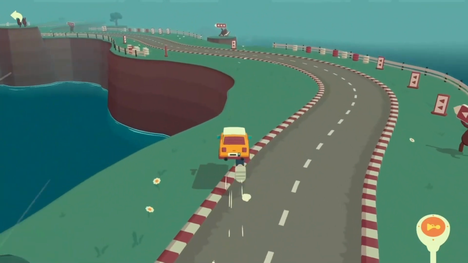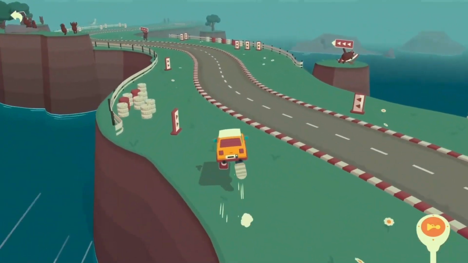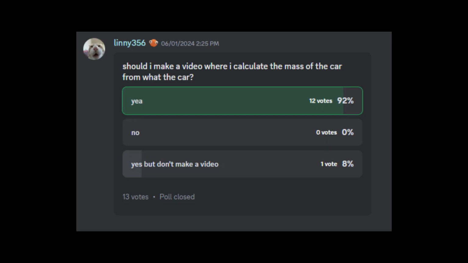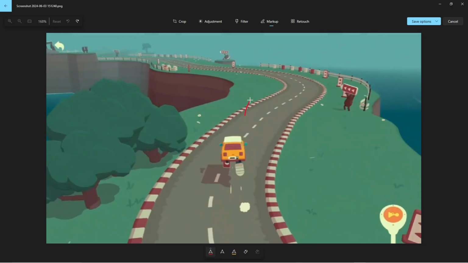If I could find the mass of the car from What the Car. So I put a poll out on the Triband Discord server, and overwhelmingly, almost everyone said that I should make this video. So here we are. I'm going to try to calculate what is the mass of the car from the What the Car demo.